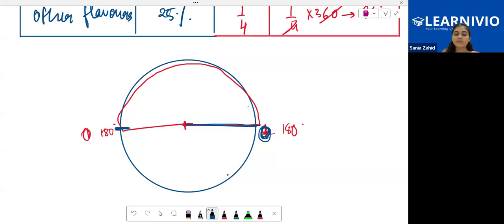Ma'am, we can do in any order, right? No, you can't do that in any order. Ma'am, without starting with chocolate first, can we start with vanilla first? Yes, you can. But always try to start with the biggest one, so it will be much easier.